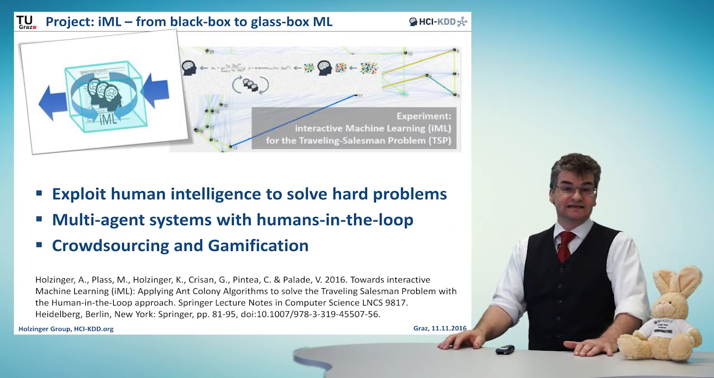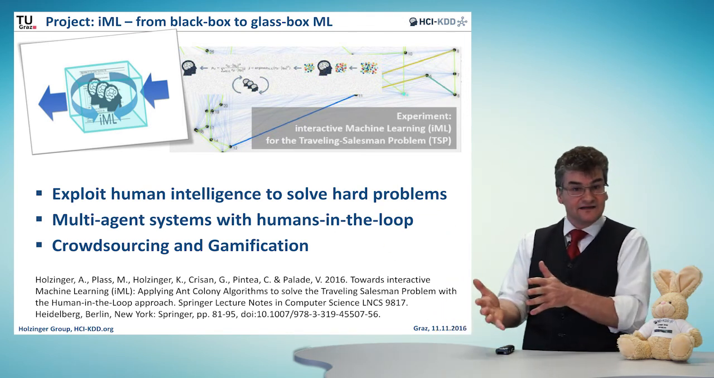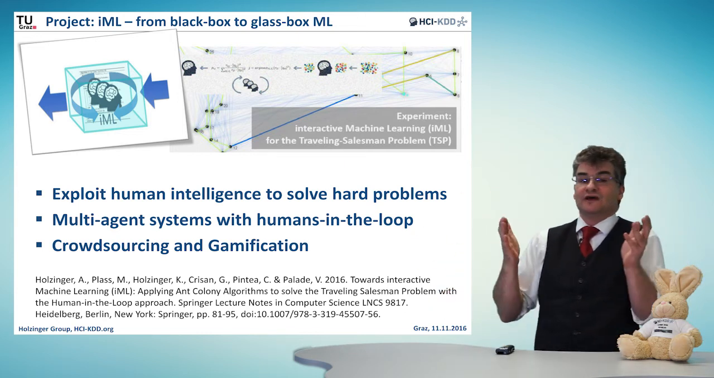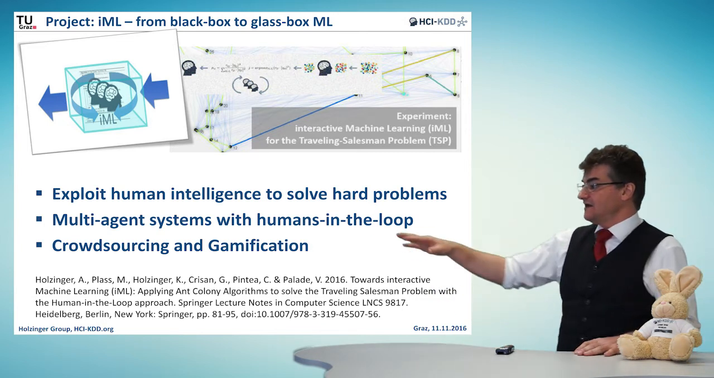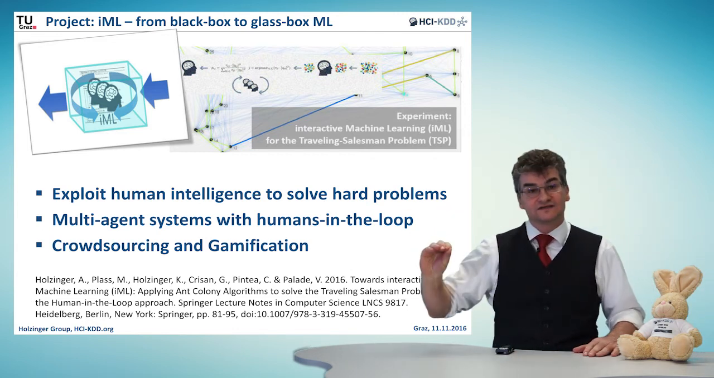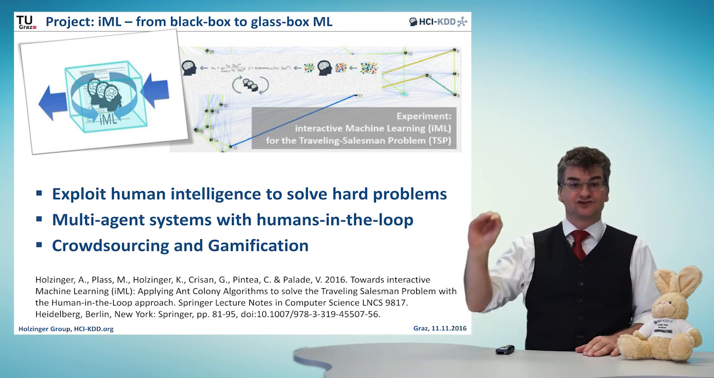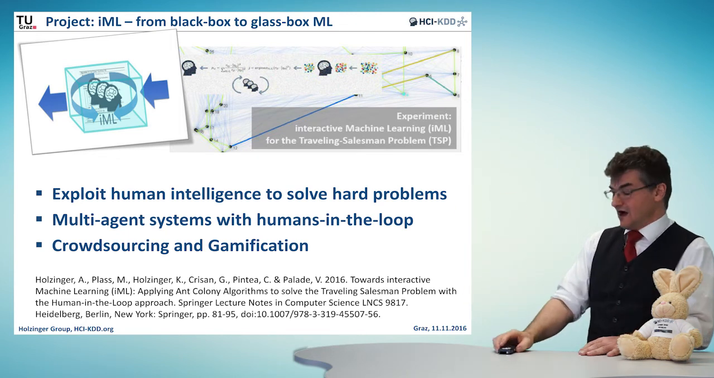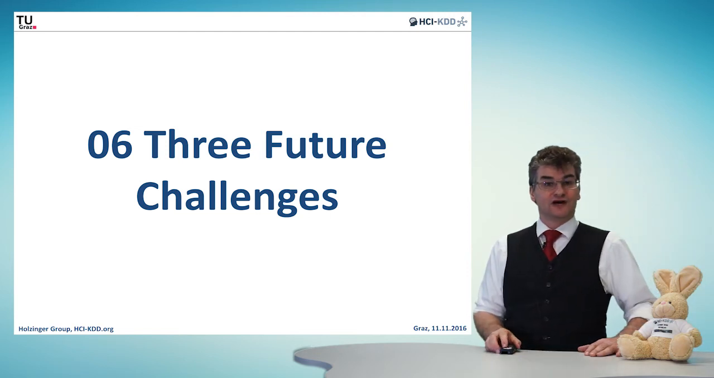And last but not least, interactive machine learning, of course, exploits human intelligence, as we have mentioned before, to solve hard problems, which would be unsolvable otherwise. Yeah? And here, for example, multi-agent systems with the human in the loop, and in particular crowdsourcing and gamification, is one of our topics. So serious games, gamification, making use of human intelligence is on our agenda. So this brings me to the 3 future challenges.